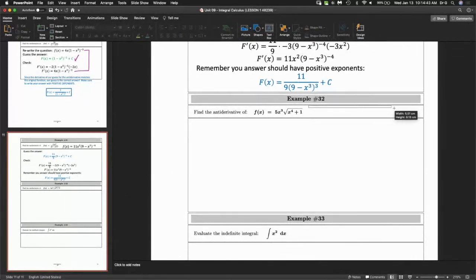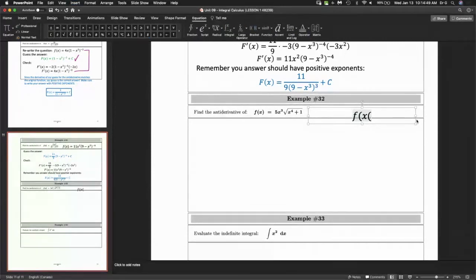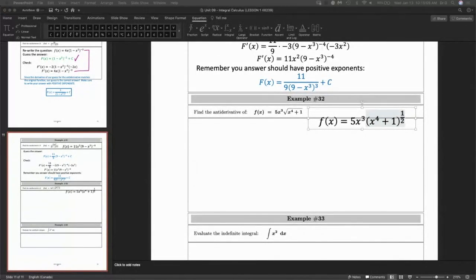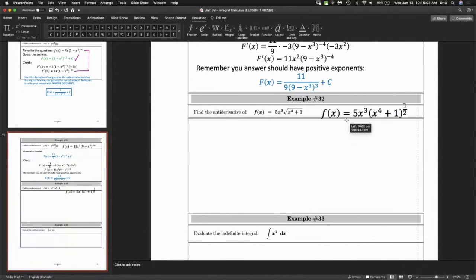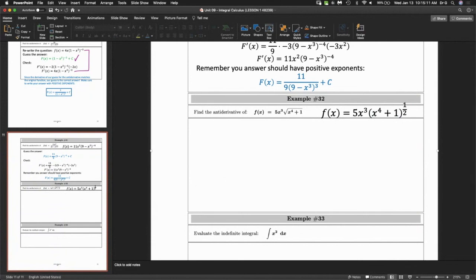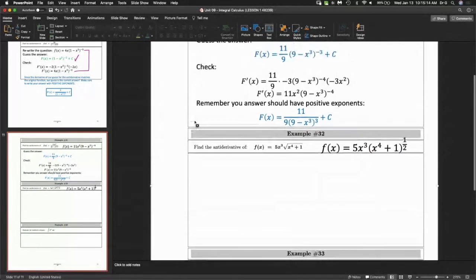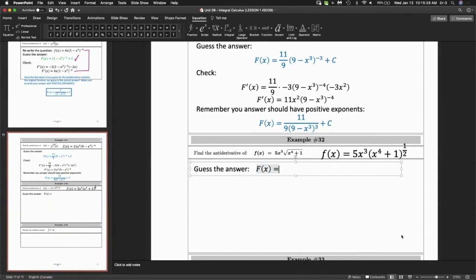So let's take the question here and rewrite it as an exponent. So this is going to be equal to 5x cubed, x to the 4 plus 1, to the half. And at this point, it's a matter of making a guess based on this. So let's guess the antiderivative. So we're going to do x to the 4 plus 1 to the 3/2.